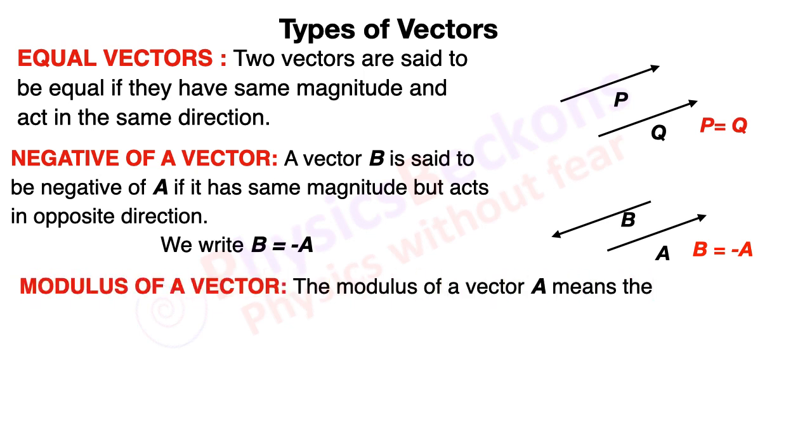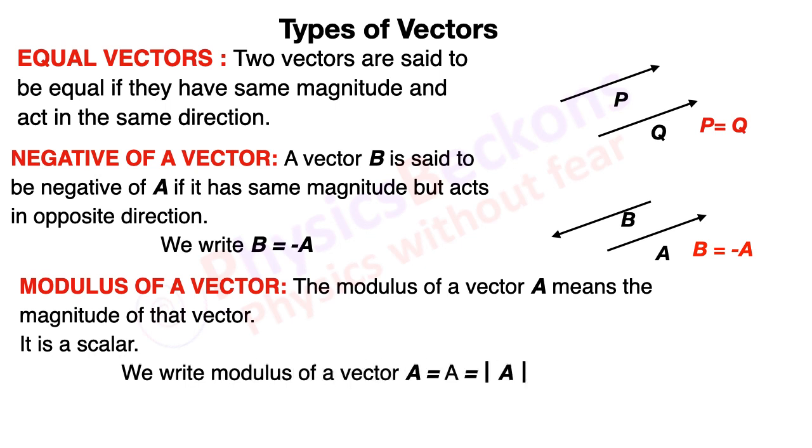Modulus of a vector. The modulus of a vector A means its magnitude. Since it is magnitude alone, it's a scalar quantity and we write it symbolically as A. Recall that vector notation is bold italic letters. So this letter A represents magnitude of vector A, or we use this parenthesis for representing magnitude of vector A.